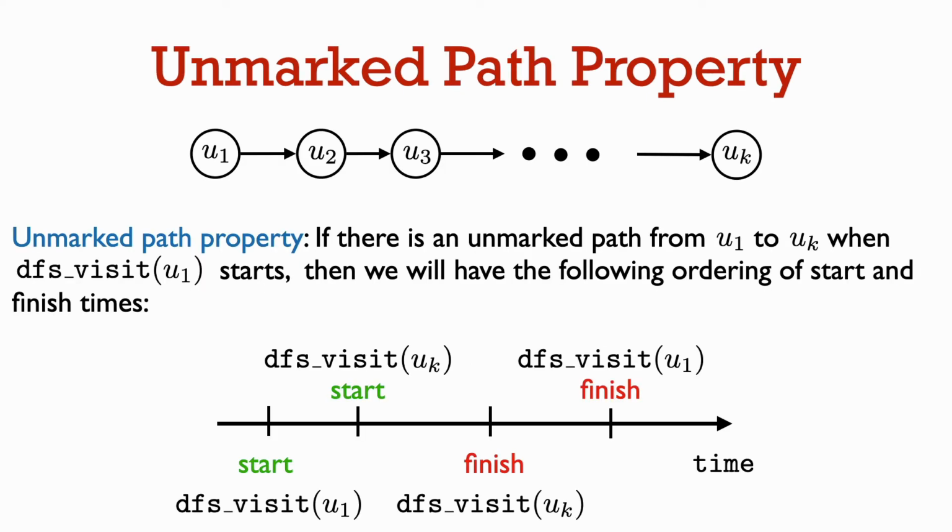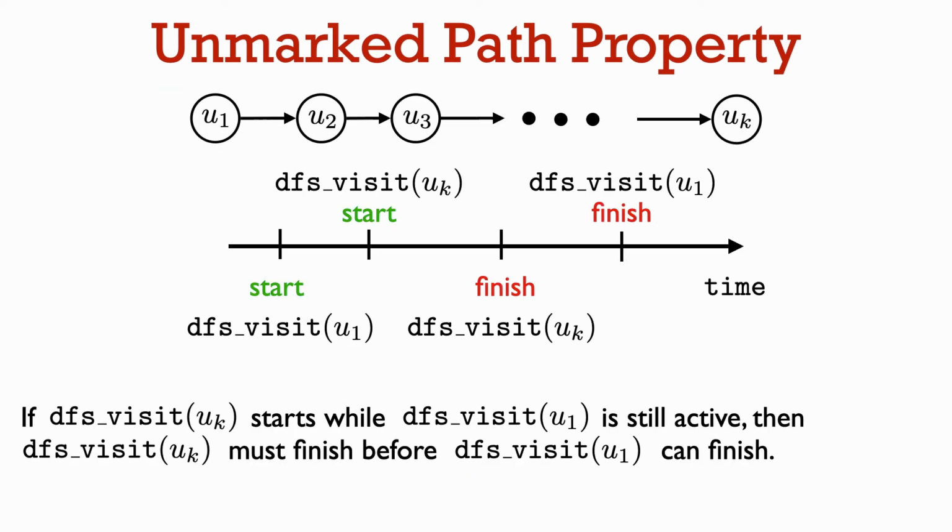Before we get into the other direction, that a cycle implies the existence of a back edge, let's go over a general property of depth first search that is quite useful. We call this the unmarked path property. The unmarked path property says that if there is a path of unmarked vertices from U1 to UK when DFS visit on U1 begins, then the start and finish time of DFS visit on UK will be nested inside that of DFS visit on U1. In particular, DFS visit of UK will finish before DFS visit on U1 does.